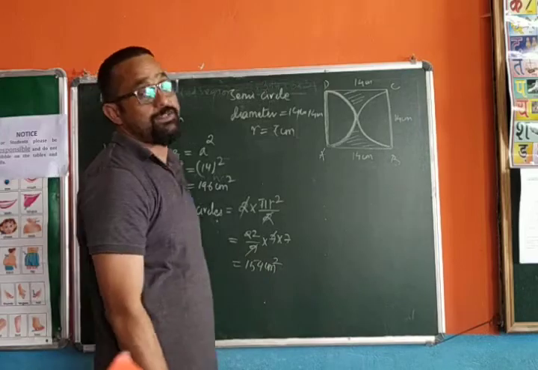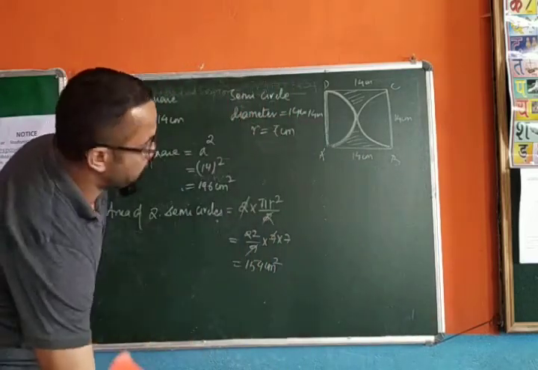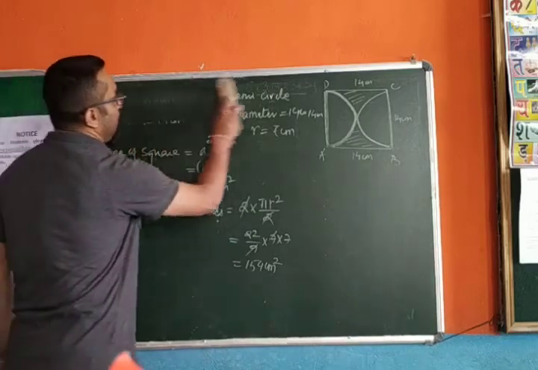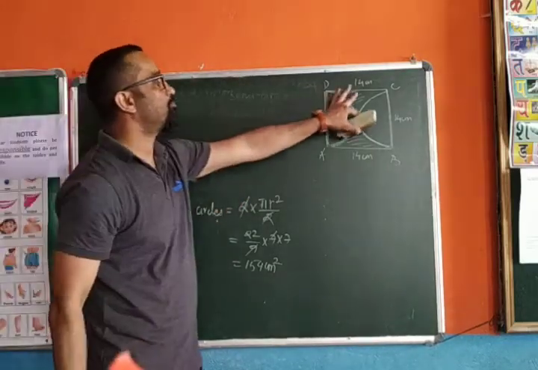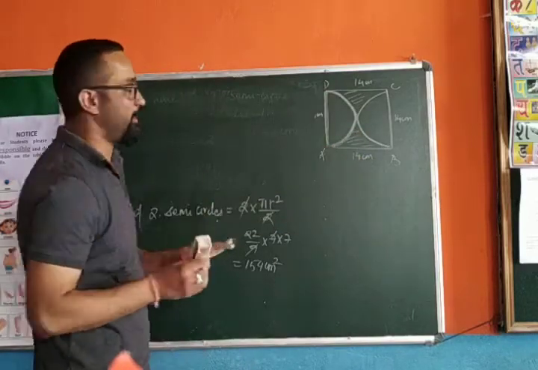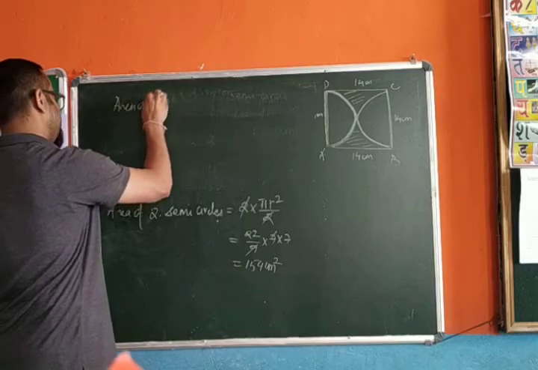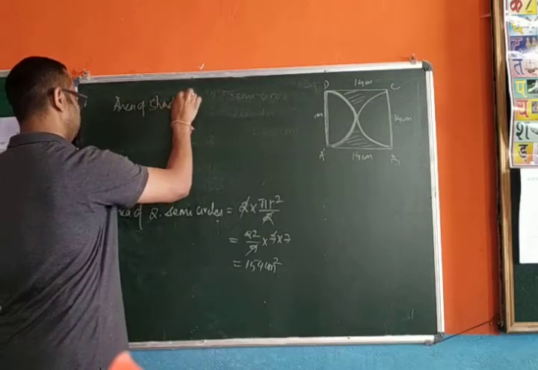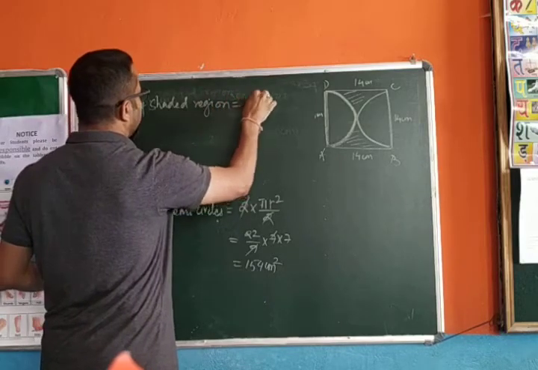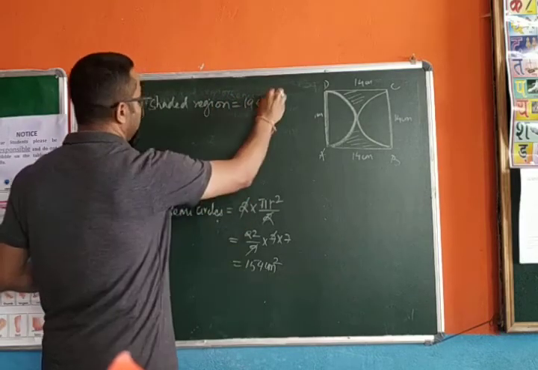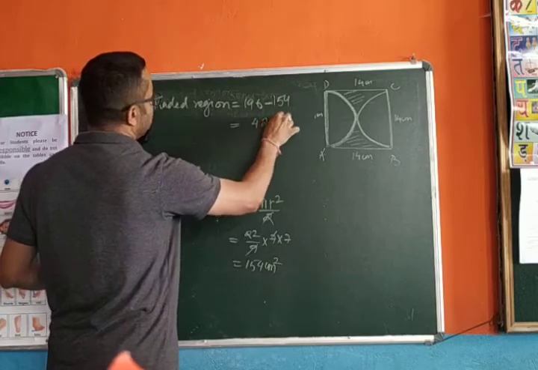Now, area of shaded region. Area of shaded region equals area of square minus area of 2 semicircles, because some portion of the square is shaded. Area of square is 196 minus area of 2 semicircles, which is 154, equals 42 centimeters square.